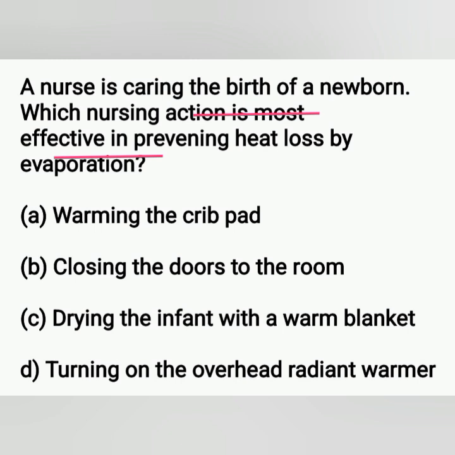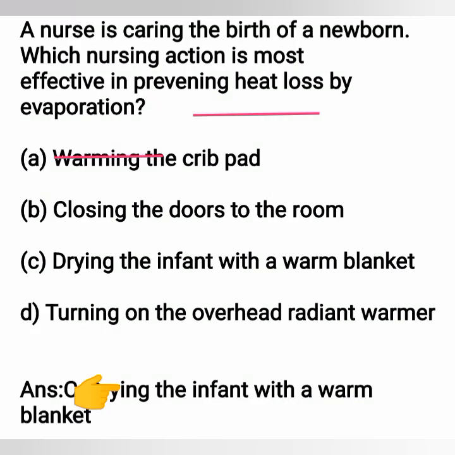The question is, a nurse is caring for a newborn. Among these options, which is the effective method to prevent heat loss by evaporation? The correct answer is option C, drying the infant with a warm blanket. Immediately after delivery, we dry or clean the baby with a warm blanket. That's because water would otherwise leave the body, which is heat loss by evaporation.